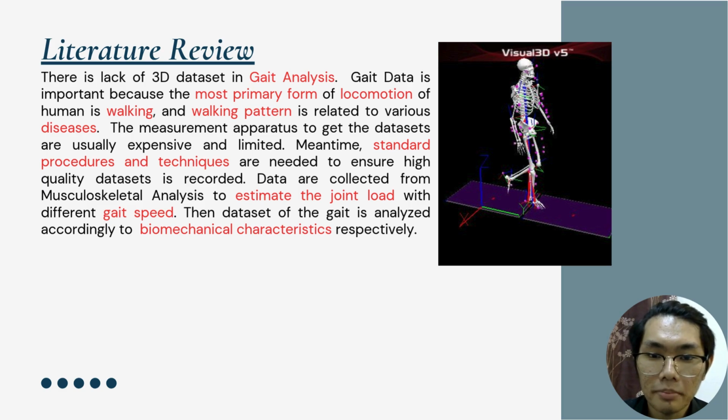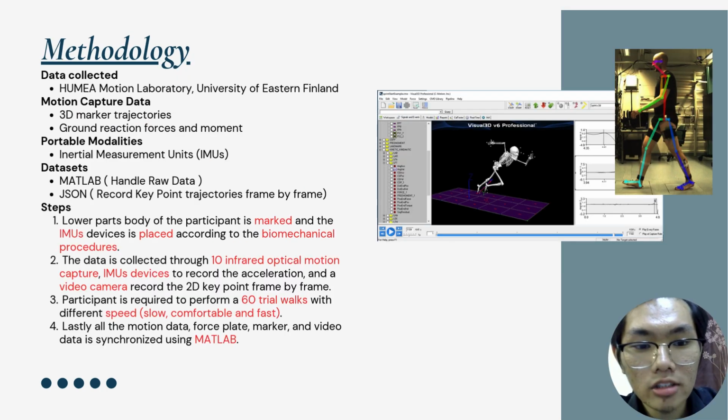The measuring apparatus to get the datasets is usually very expensive and limited. Also, standard procedures and techniques are highly required to ensure high-quality datasets are recorded. Data are collected from musculoskeletal analysis to estimate the joint loads with different gait speeds. Lastly, the gait datasets are analyzed according to biomechanical characteristics respectively. Next will be the methodology.